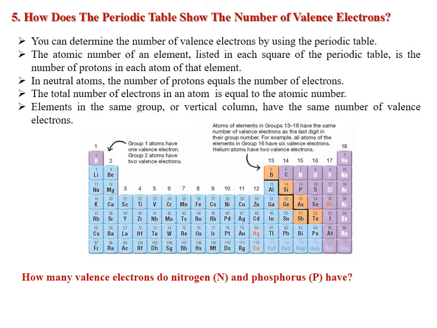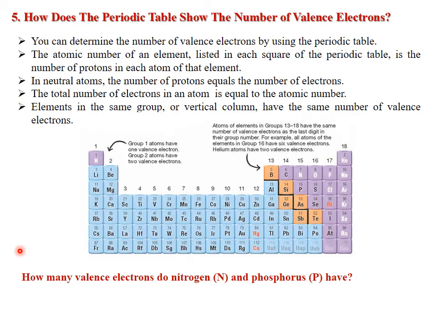Now let's see how the periodic table shows the number of valence electrons. You can determine the number of valence electrons by using the periodic table. Let's see how. The atomic number of an element listed in each square of the periodic table is the number of protons in each atom of that element. In neutral atoms, the number of protons equals the number of electrons. So, the total number of electrons in an atom is equal to the atomic number.